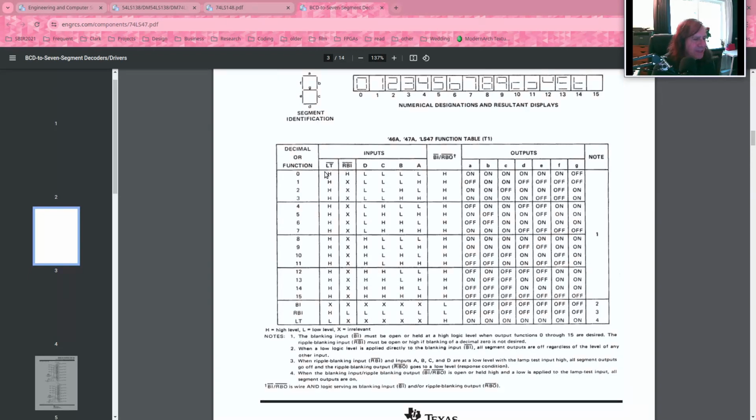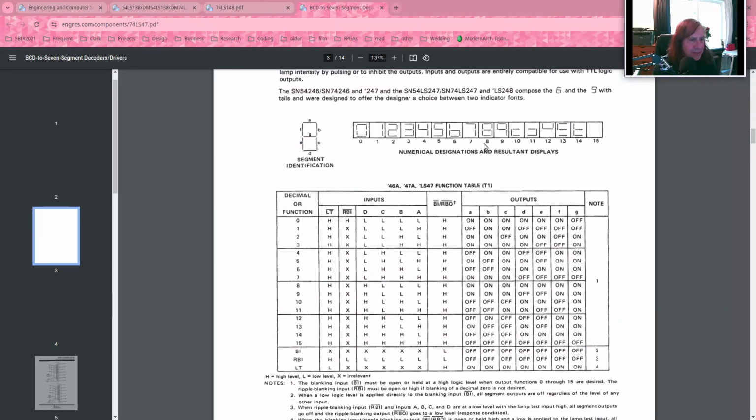This LT, by the way, that's a lamp test. And if you pull this input low, then all of your LEDs turn on. So if you have, you know, like a scoreboard in a gymnasium and you want to know if one of the elements is burned out, you can drive all of these LT signals low and it should turn on all of these segments, right? Well, that's also what you get when you display an 8. But regardless of how else it's wired, if this LT bar input is low, all 7 segments should turn on, as well as, I believe, the decimal point.